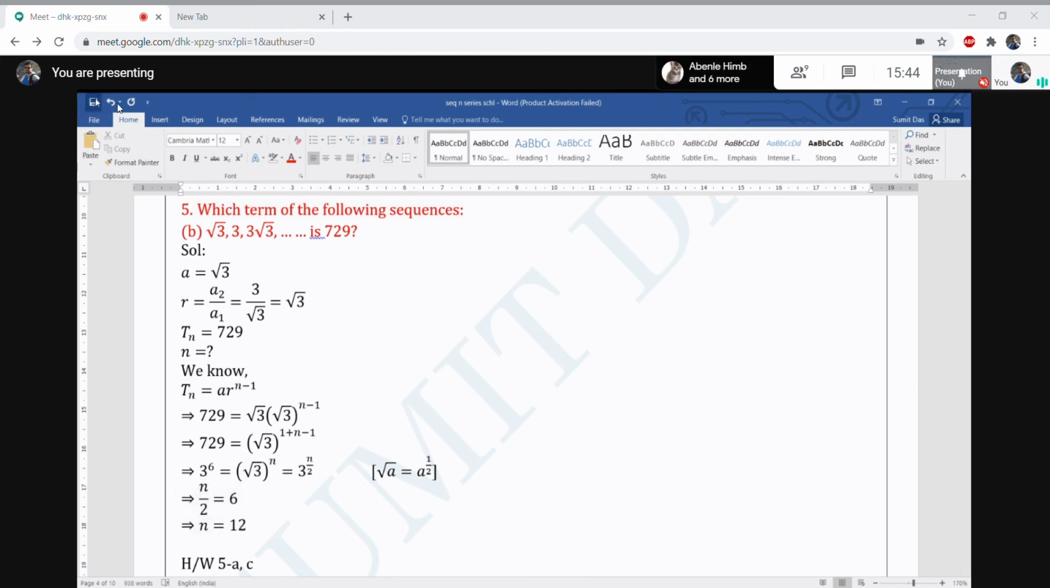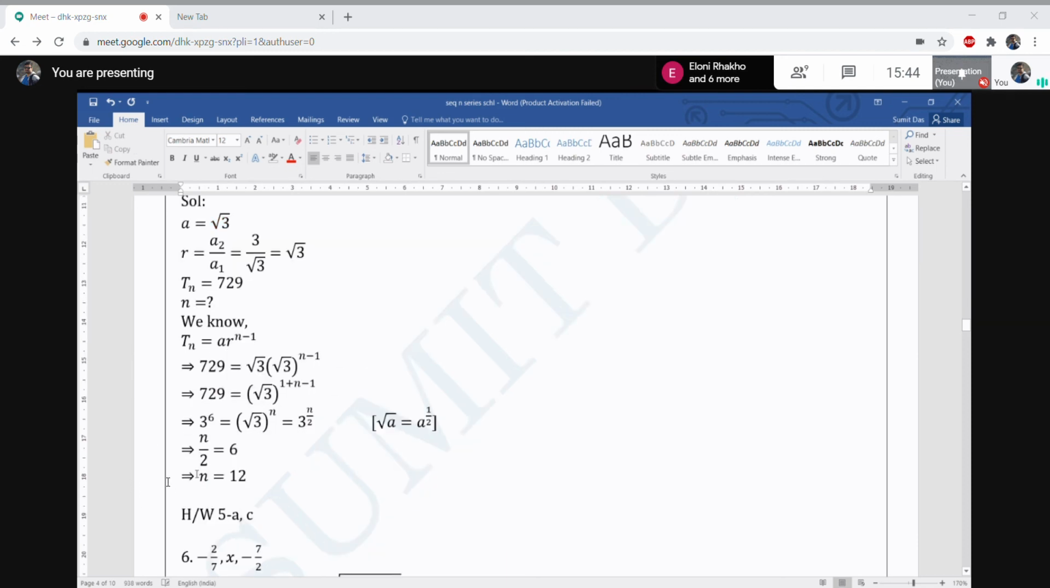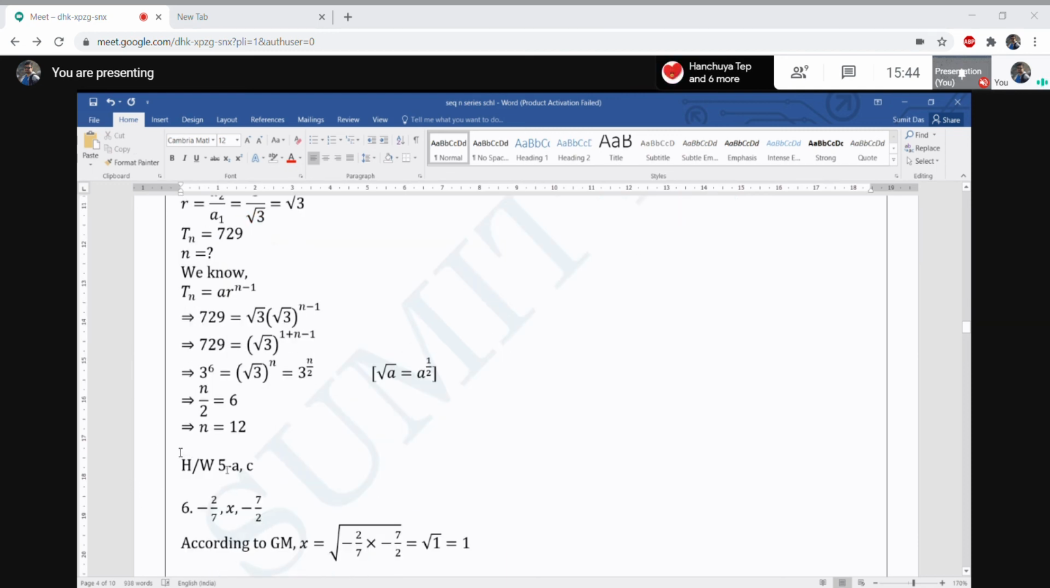Understood? This type of question is very important. In the exam this kind of question is likely to come, a very important problem. So basically, in question number 5, A and C will be the homework.